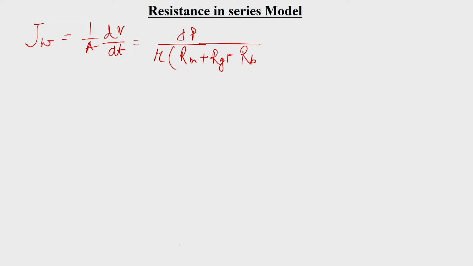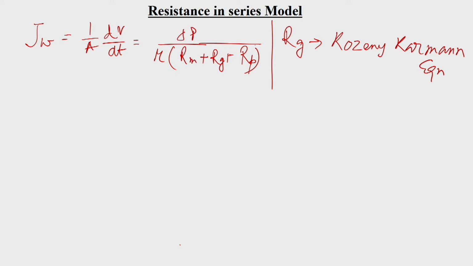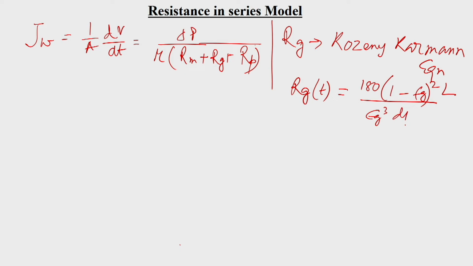Okay. So, this R p. Out of these, R g can be obtained from the Kozeny-Carman equation. From the Kozeny-Carman equation we can get the R g value, which is a function of time, and that is nothing but 180 into (1 minus epsilon g) to the power 2 into L, that is the thickness, by epsilon g cube into dp square. Okay. So, from there we will get the R g value.